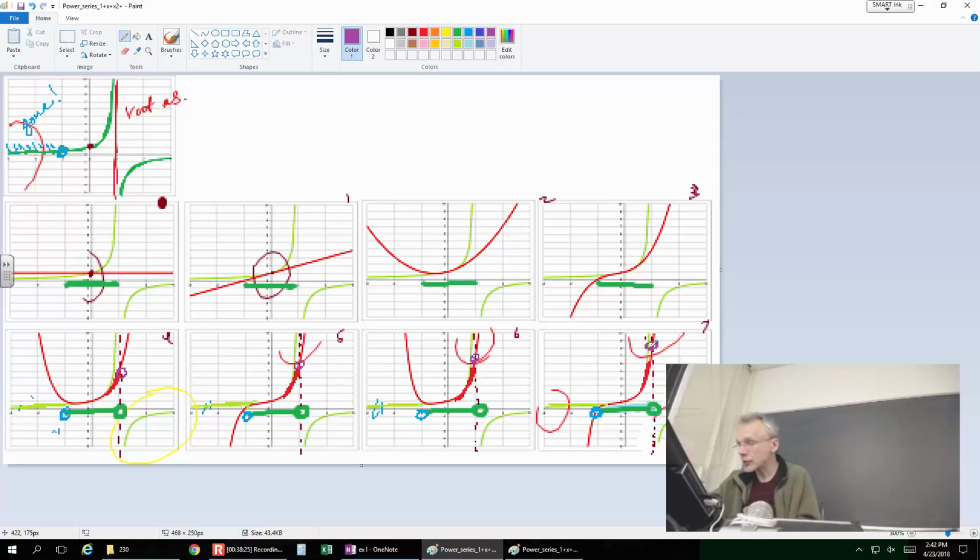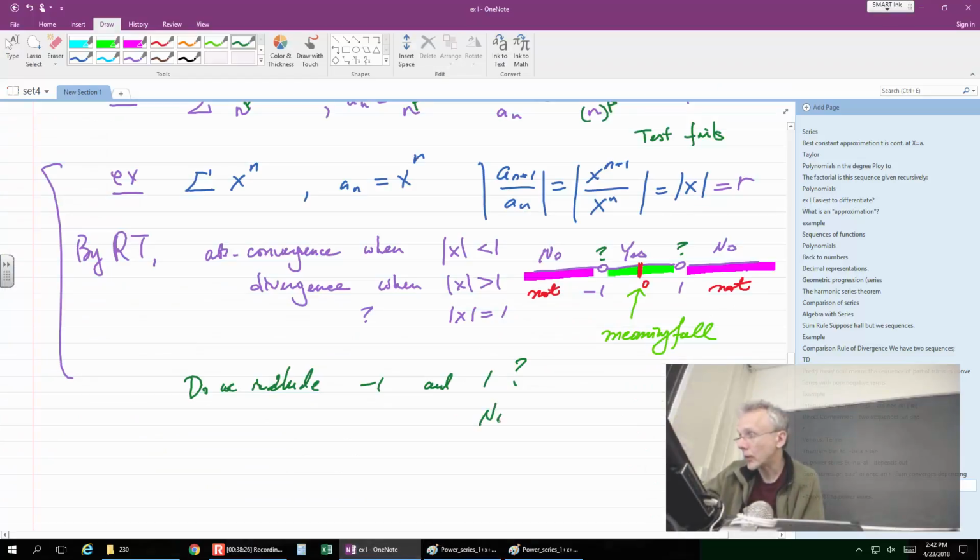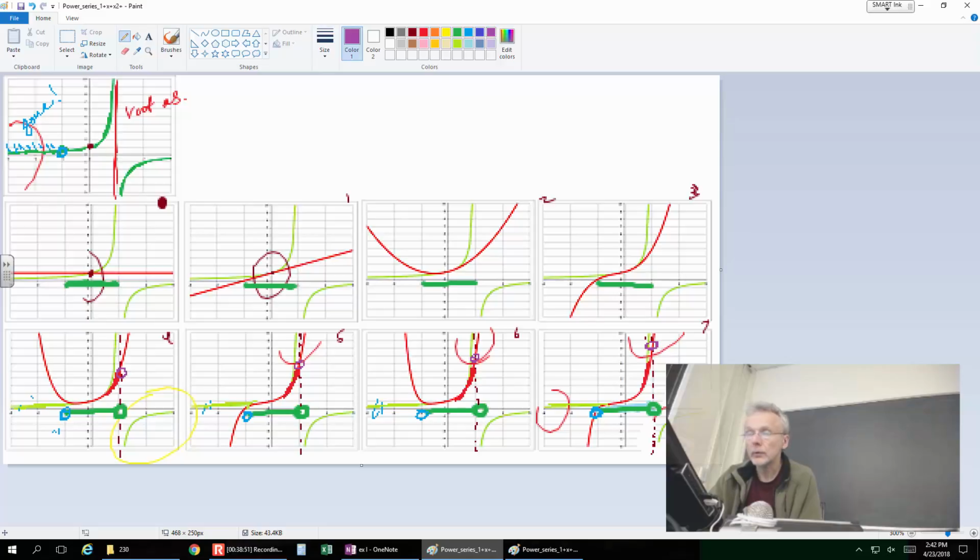So the answer is no. To this one, the answer is no, because based on that illustration, we know that the function is undefined at 1. So we are hoping that there is no convergence. Otherwise, it converges somewhere to a place that is not right, because the place that is right is infinity. So the answer is no. What about -1? The blue one.